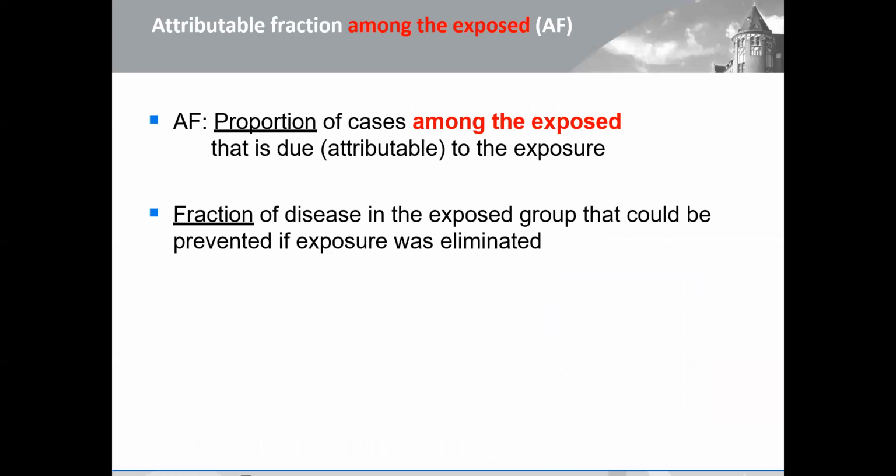This is the proportion of cases among the exposed that is attributable to the exposure. So that's the attributable fraction among the exposed group. What is the percentage, or the proportion, among the exposed that is attributable to the exposure? That is your attributable fraction. Or it can be defined as the fraction of disease in the exposed group that could be prevented if the exposure was eliminated. So it's more or less the same thing, but in this case we're just converting.